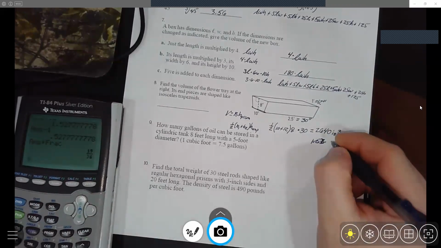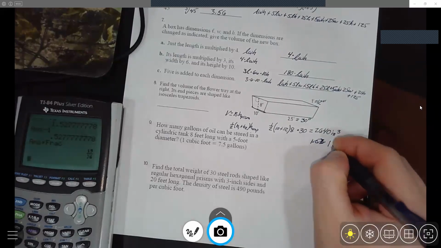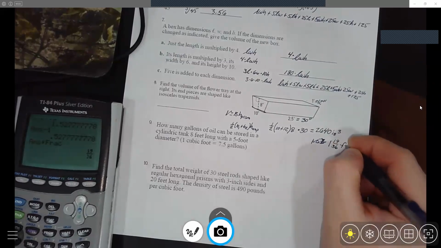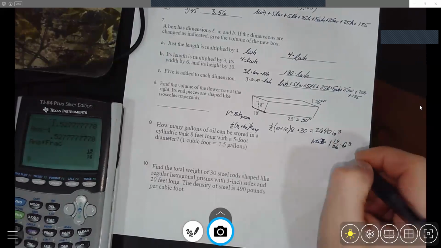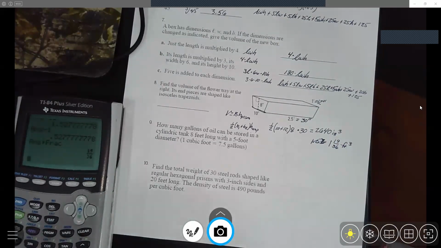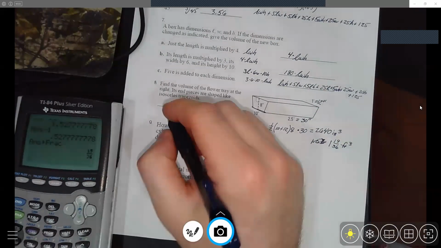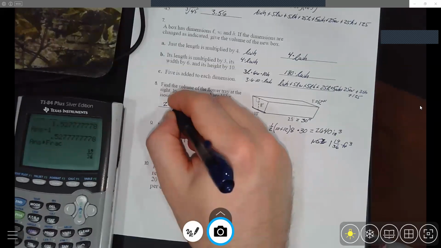So 1 and 1936 cubic feet. You probably did it in cubic inches, though, would be my guess.